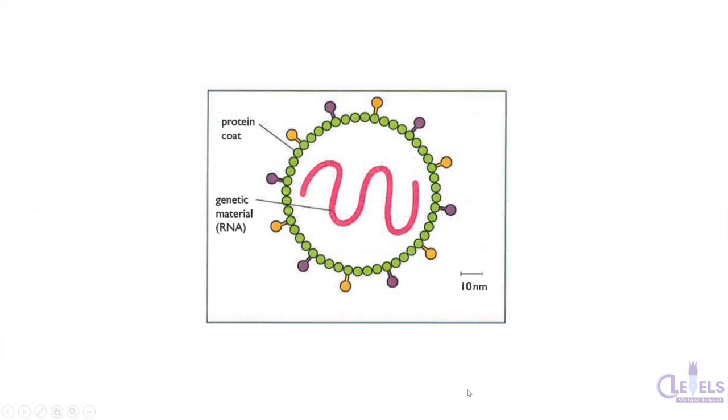The structure of a virus has a simple DNA or an RNA surrounded by a protein coat. Here is the diagram. This is the simplest diagram of a virus. The inside structure is the genetic material, RNA or DNA, and outside is the protein coat. If you're asked the two characteristics of a virus, it's the protein coat and the genetic material.